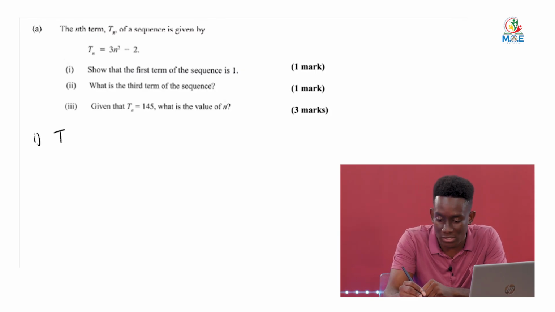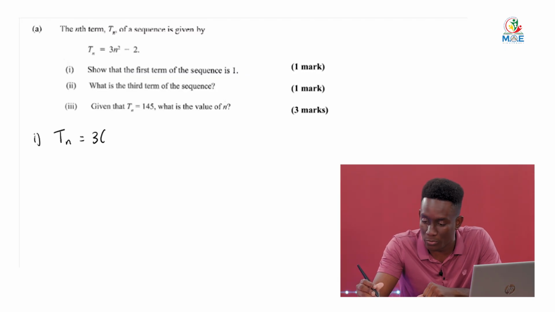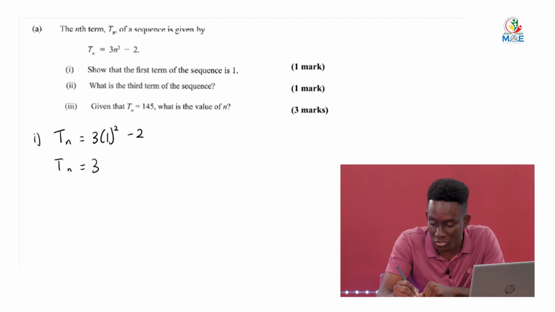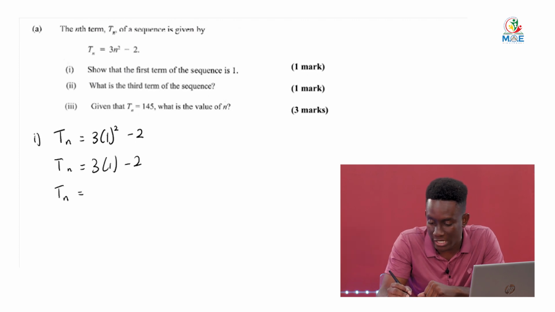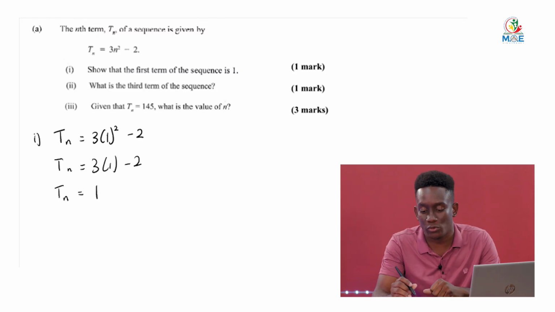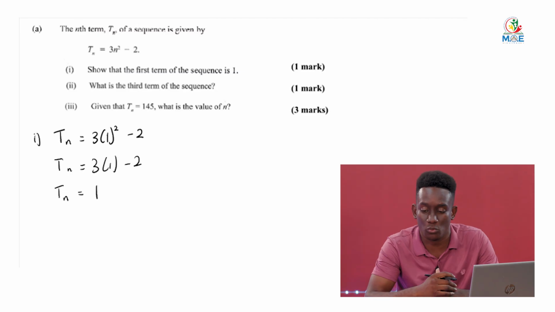So we can say t underscore n is equal to 3, instead of n raised to the second power, since we want the first term, we'll have 3 times 1 raised to the second power minus 2. So t underscore n would be 3 multiplied by 1 to the second power, which is 1, minus 2. That is 3 times 1 is 3, and 3 minus 2 would give you 1. Therefore, we can see here the first term in the sequence is equal to 1.